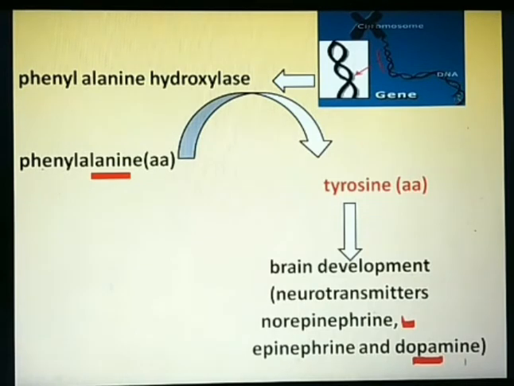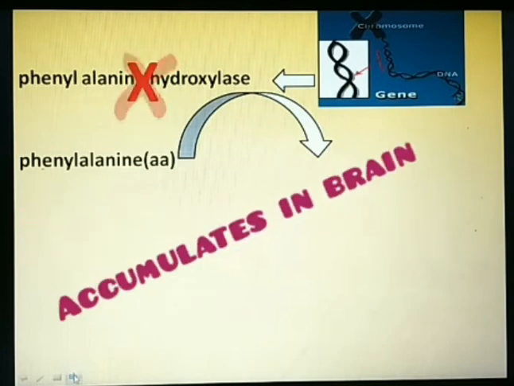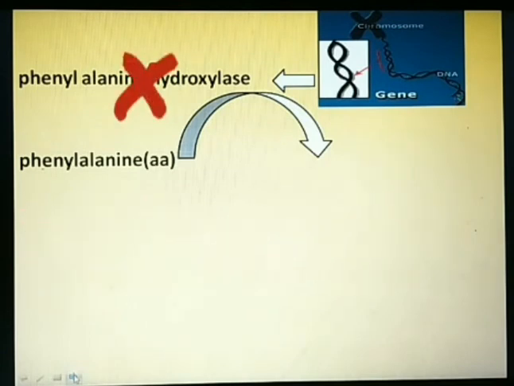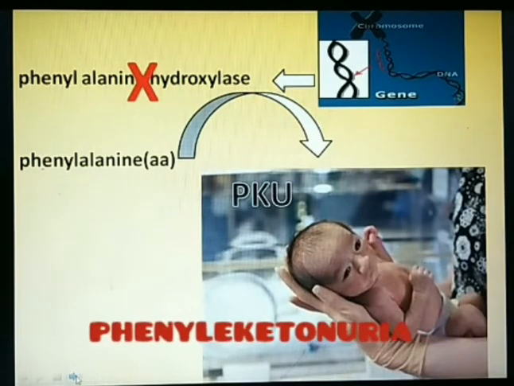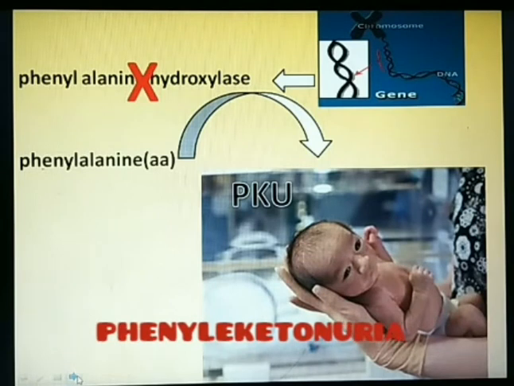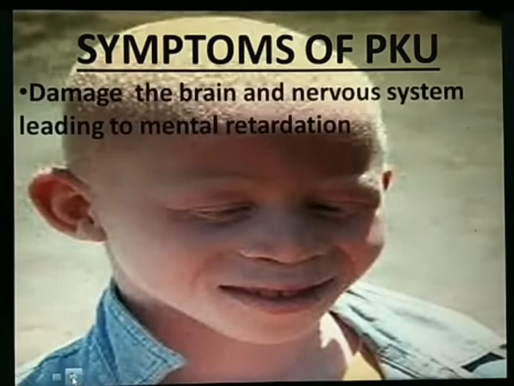So lack of the enzyme phenylalanine hydroxylase will lead to accumulation of phenylalanine, and therefore it will lead to the disorder called PKU, or phenylketonuria. Accumulation of the amino acid phenylalanine in the brain will lead to damage in the brain as well as the nervous system, leading to mental retardation.